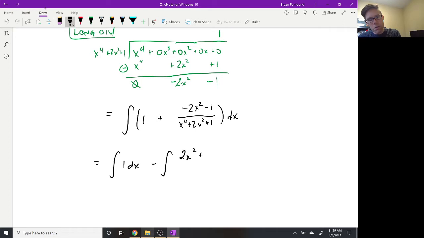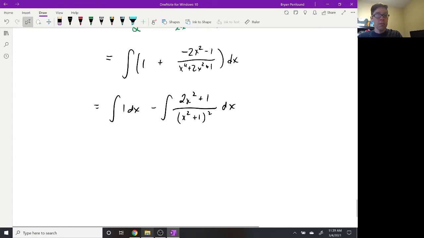That'll give us 2x squared plus 1 on top, and down here, x squared plus 1. Let's refactor that denominator into its perfect square as well. Okay, so this is a simpler looking integral than what we had started with. We can go ahead and integrate this first term. That's just going to give us x. Okay, so our real goal is to now figure out how to work with this secondary fraction.